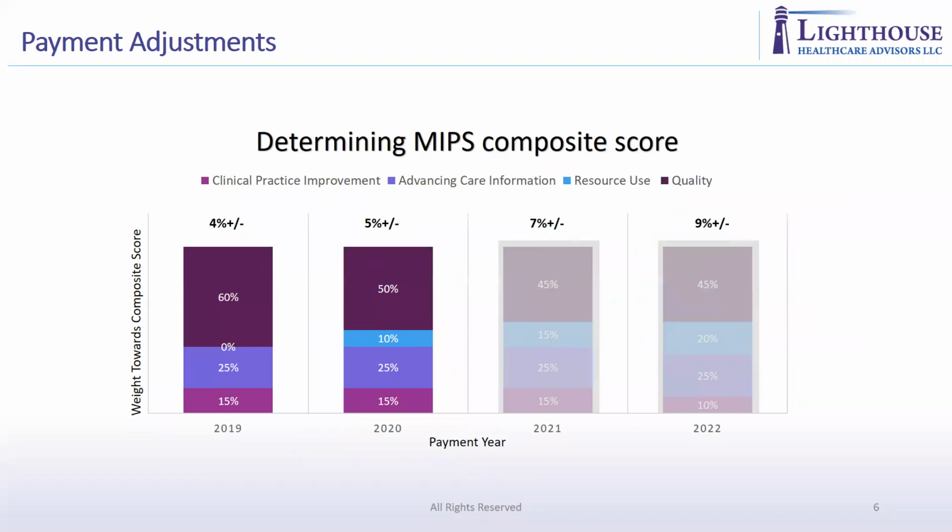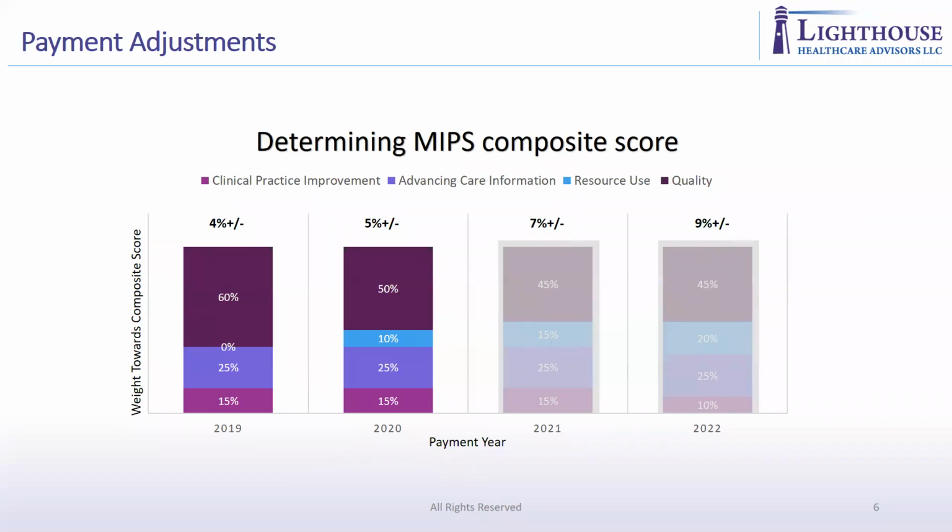Let's take a closer look at your MIPS score. How is it broken down? As we reviewed in part 1, we know that the composition of your MIPS score that's going to result in reimbursement in 2019 for the 2017 performance year is 15% clinical practice improvement, 25% advancing care information, 0% resource use or cost, and 60% quality.